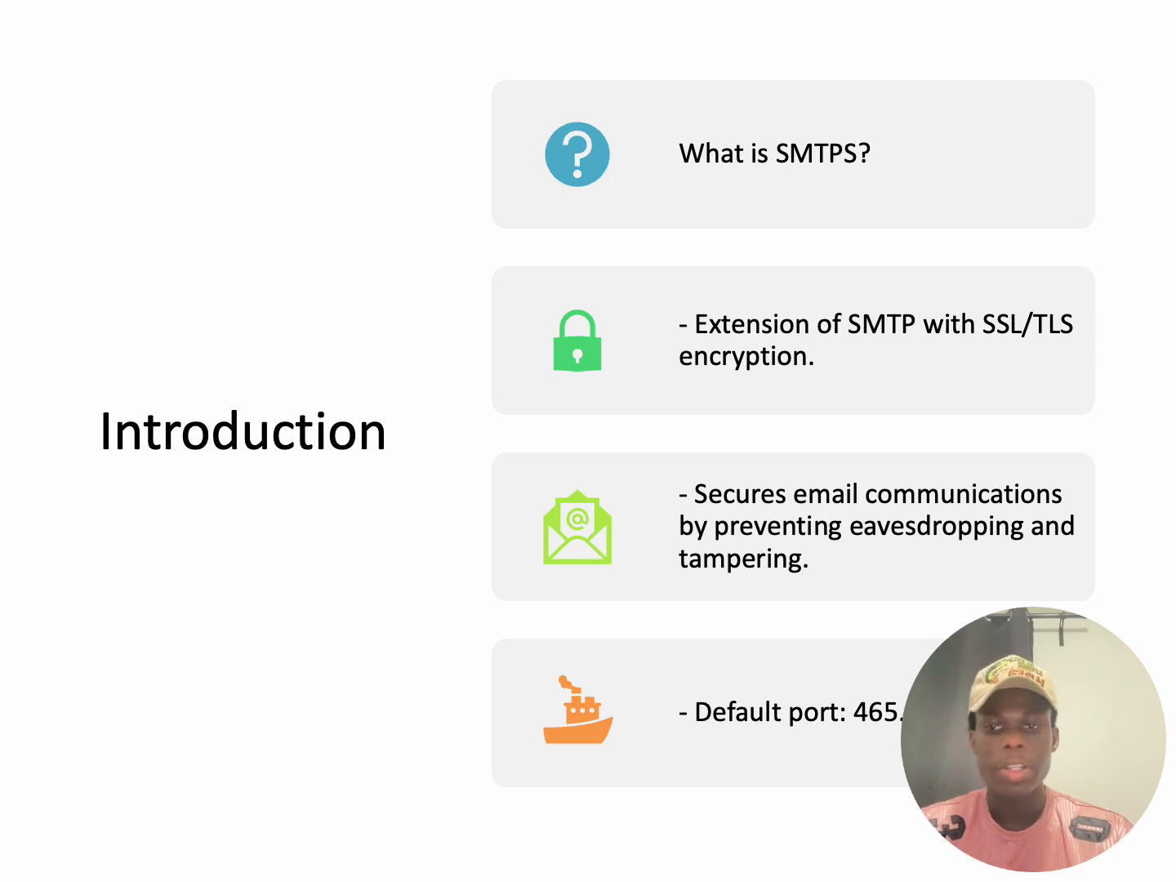First, let's understand what SMTPS is. SMTPS, or Simple Mail Transfer Protocol Secure, is an extension of traditional SMTP that incorporates SSL and TLS encryption. This encryption layer secures mail communication by preventing eavesdropping and tampering. The protocol typically operates on port 465, providing a secure channel for transmitting mail.